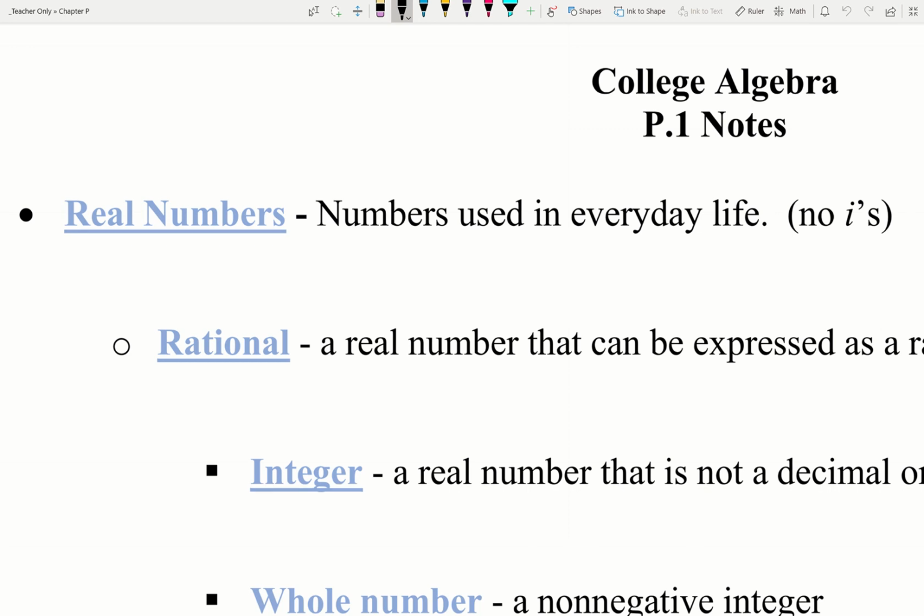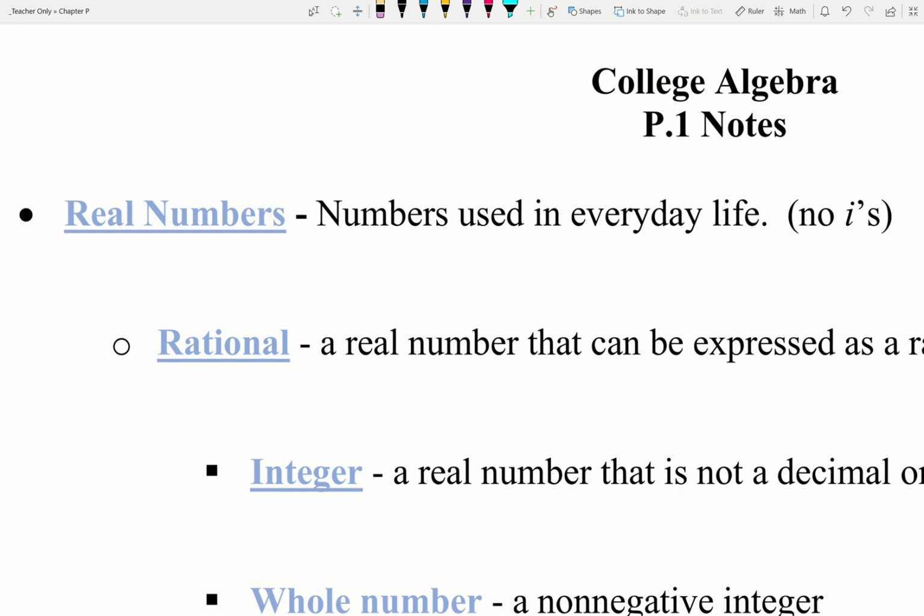We're talking about your counting numbers, we're talking about pi, we're talking about your square root numbers, any type of number that you could possibly think of. That is what we would consider to be a real number, okay? It does have the extra note here that says no i's, and that's referring to complex numbers or imaginary numbers. Those would be basically the only type of number that's not considered to be a real number, okay?